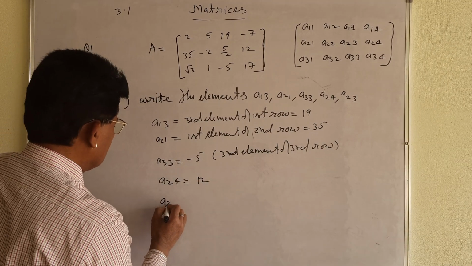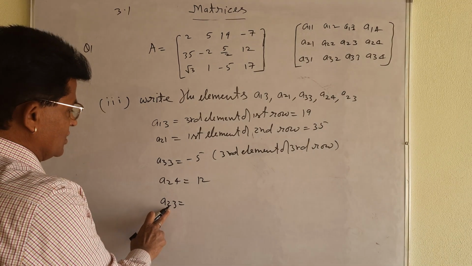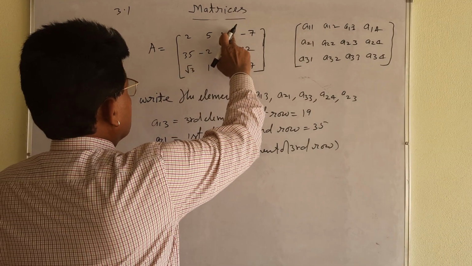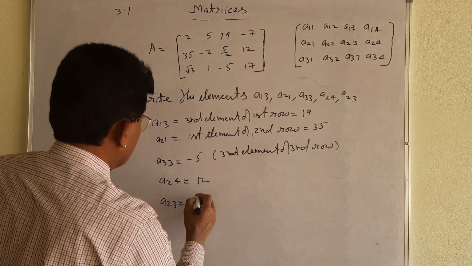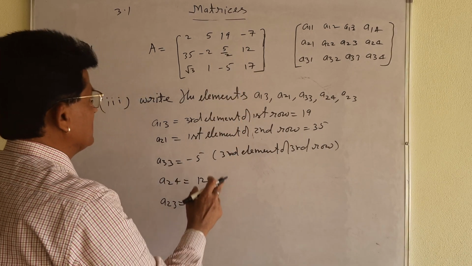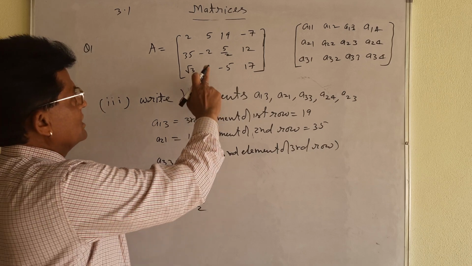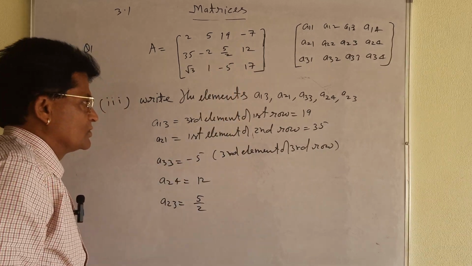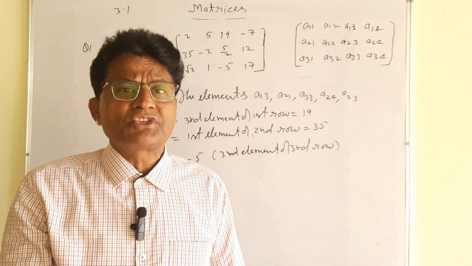Now, A23. Let me take it in the simplest way. First is the second row, third column. Second row, third column, 5/2. See, first is given A23. This is the second row and the third column is this one, 5/2. Like that you can find out the solution of the question. Very simple questions are given.